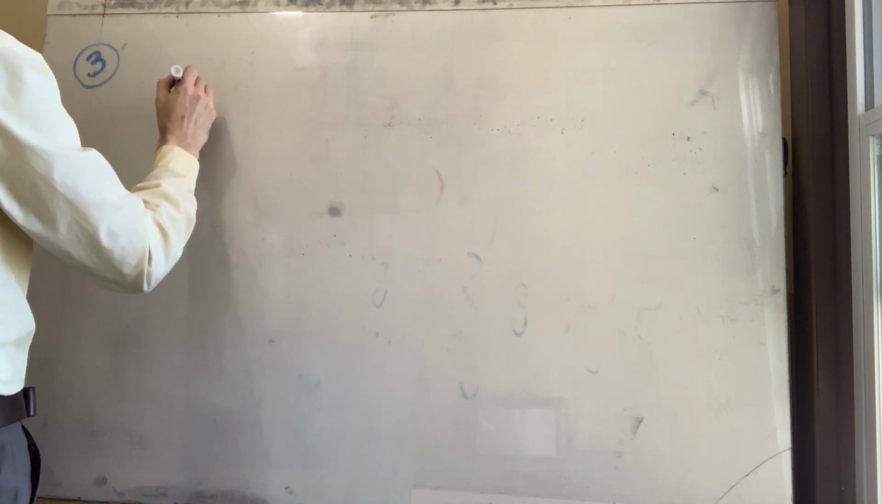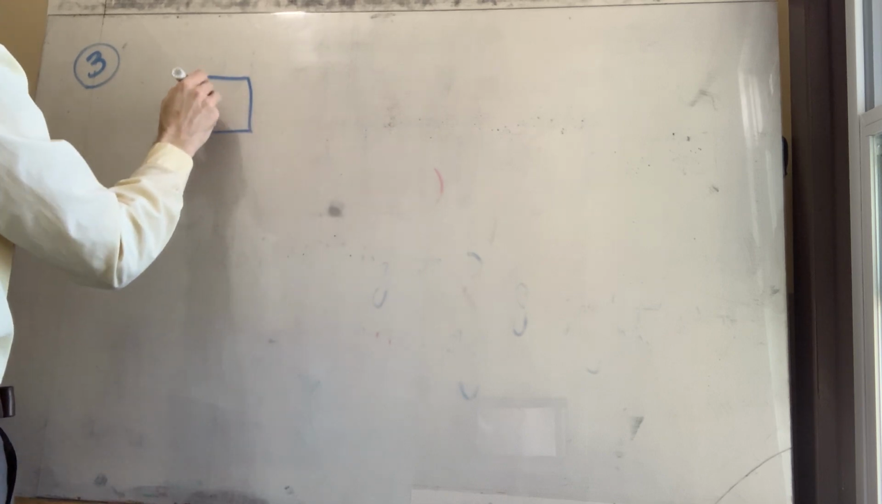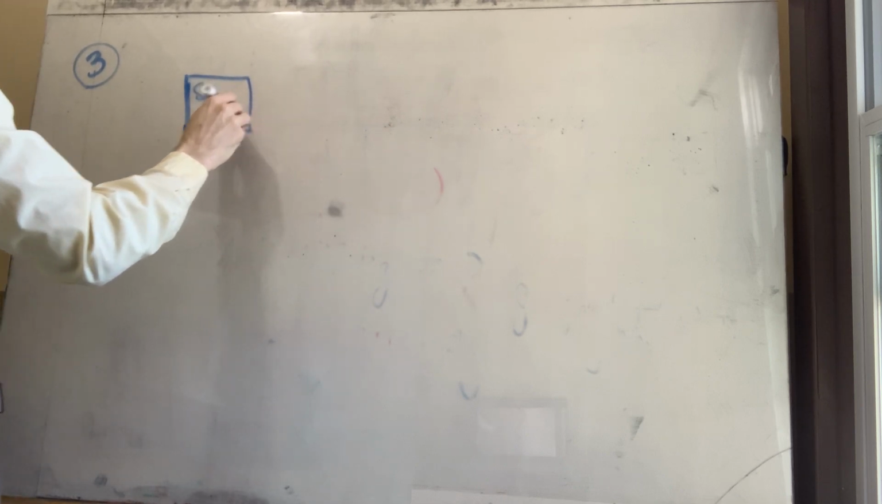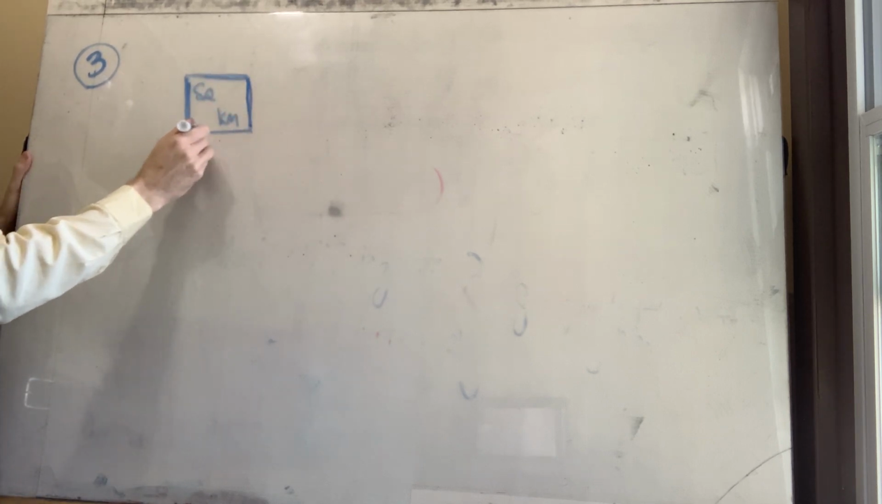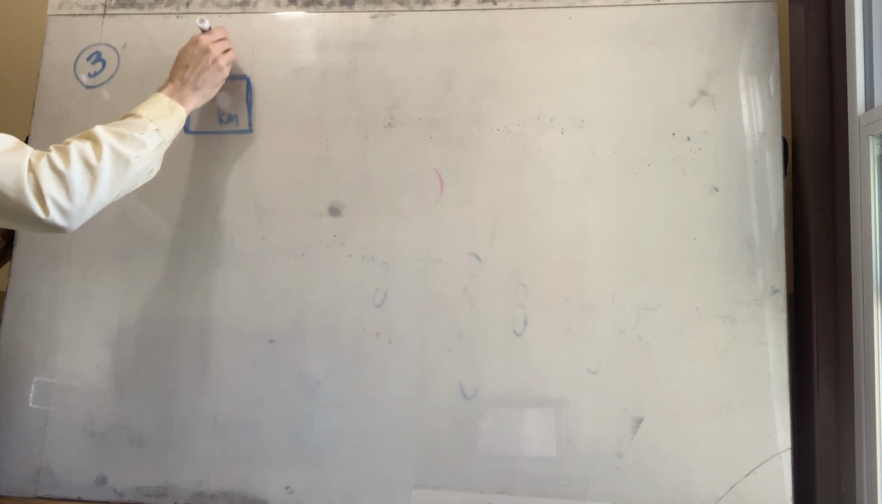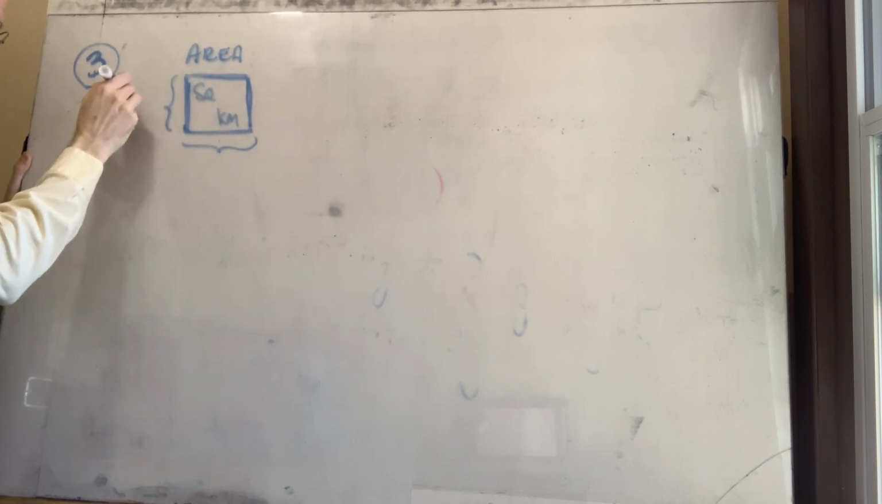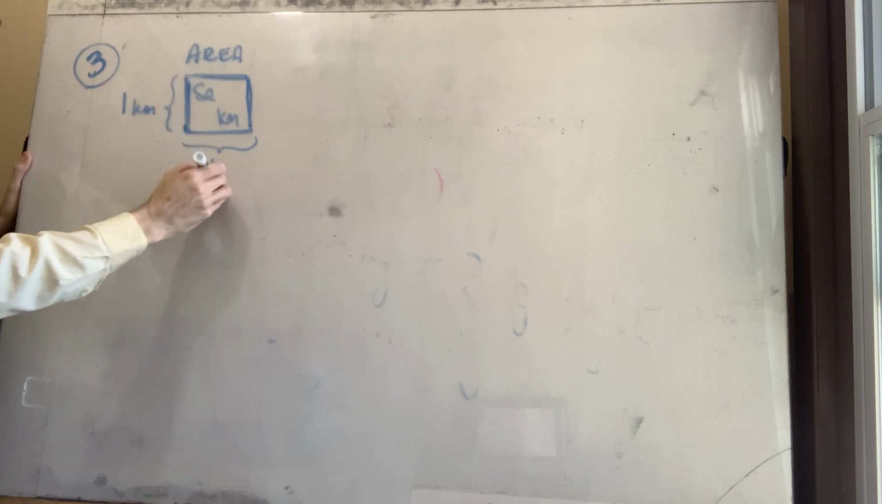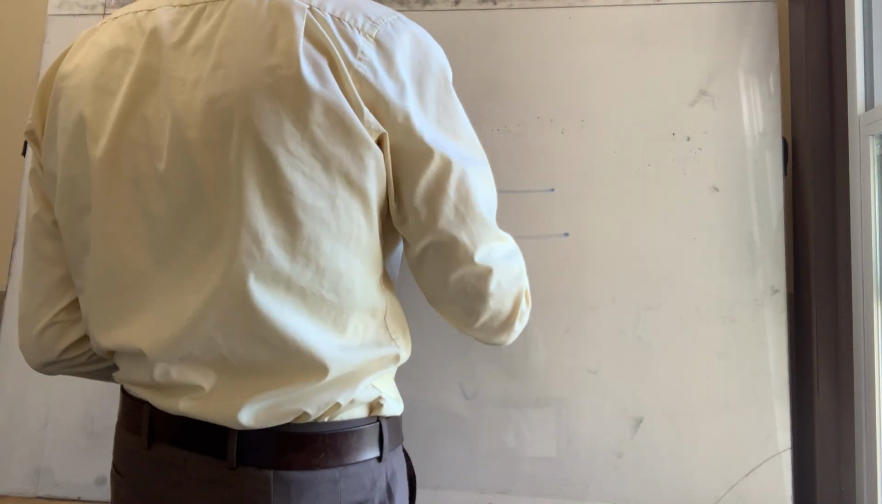Let me start with a picture here. If you have a square kilometer, I'm just going to abbreviate it SQKM. That is an area, right? Literally an area. And it's a square, so it means that the dimensions this way and this way are a kilometer each. Right? But perhaps the visual aid would be better in this respect.